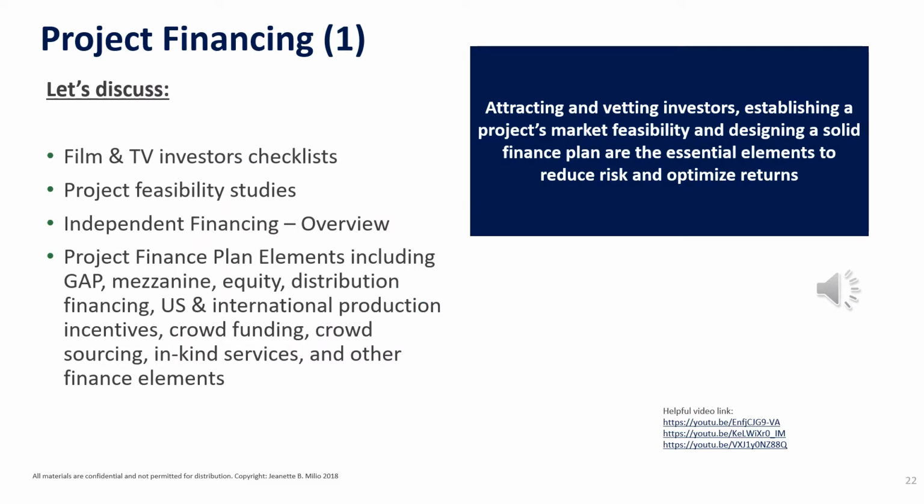During part 1 of our project financing chapter, we're going to talk about what an investor would need to see from you in order to show some interest in your project. We're talking about projects and their feasibility potential. We're talking about independent financing and what the elements contain. We obviously are talking about finance plans, including gap, mezzanine, equity, distribution financing, international production incentives and US incentives, crowdfunding, crowdsourcing, in-kind services, and other finance elements.